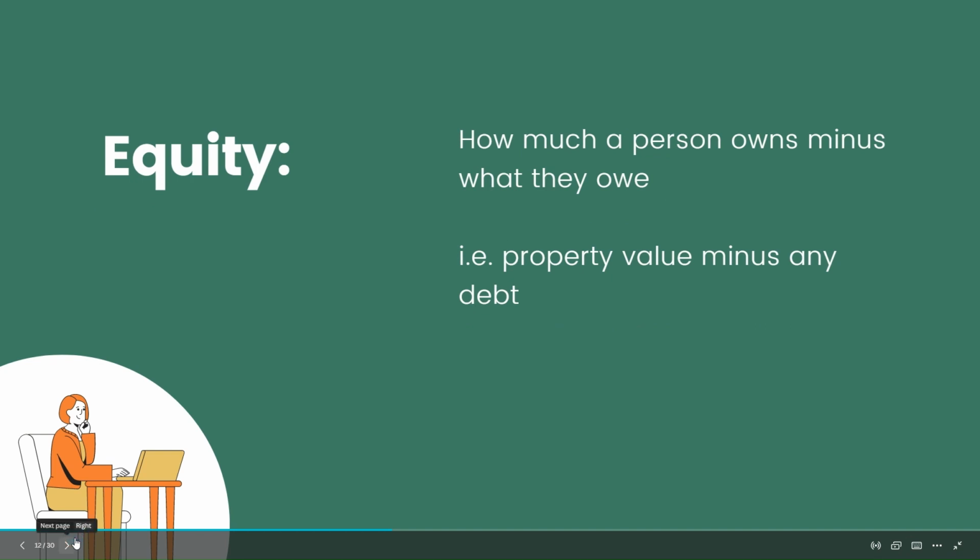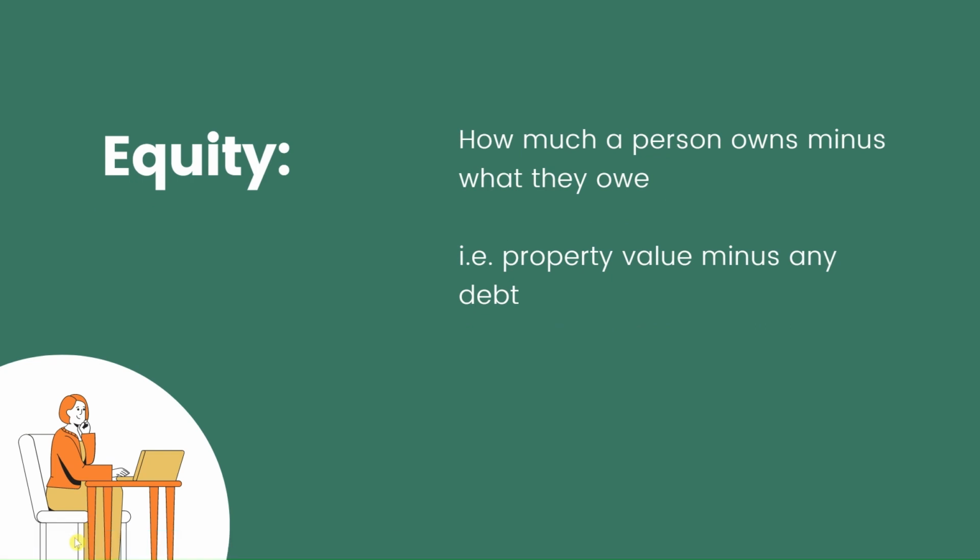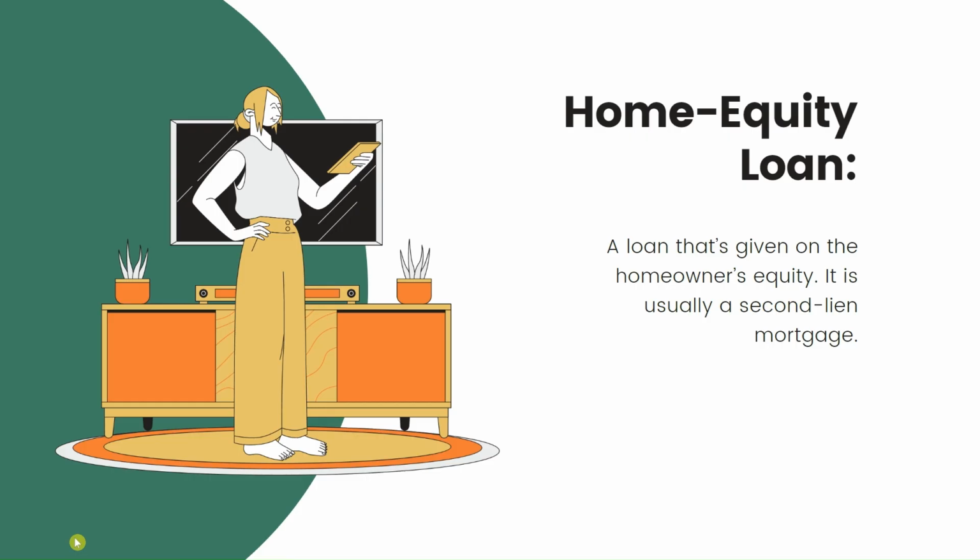Equity: how much a person owns minus what they owe. So your property's value minus any debt that you may have, and that's your equity. Home equity loan, that's where you're borrowing on the equity that you have in the property. It's usually considered a second lien mortgage, meaning it's secondary to your original mortgage, right? So that is your home equity loan.